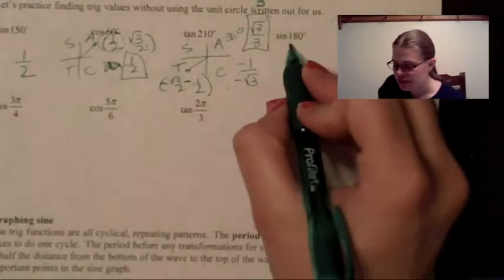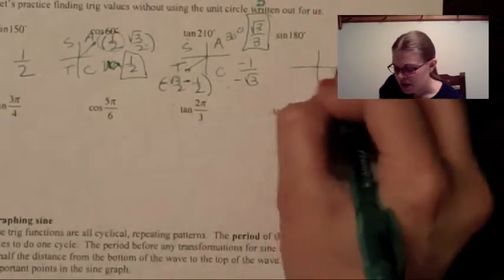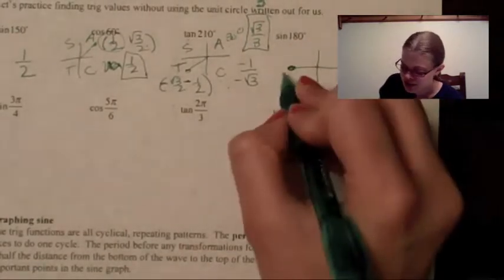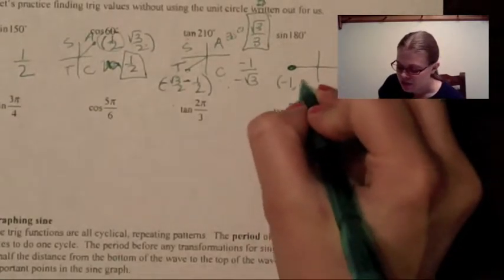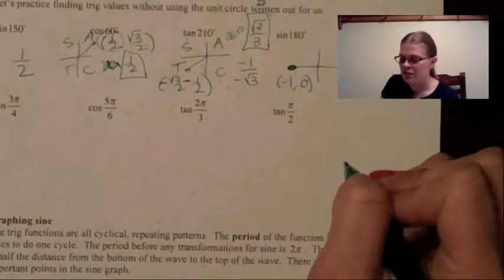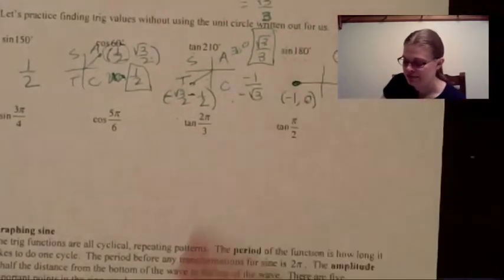Our last one in degrees: the sine of 180. 180 is on your axis, so I'd just like to draw it out like that and put a dot where it is. And it's -1, 0. Okay. The sine is the y value, so the y value is 0.